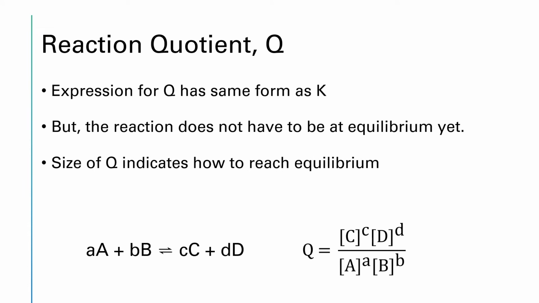And once we know the size of Q, we can compare it to K to determine how the reaction will proceed to get to equilibrium. Does it have to go in the forward direction and convert more reactants into products to be at equilibrium? Or does it need to go in the reverse direction and convert some products into reactants to reach our equilibrium conditions?